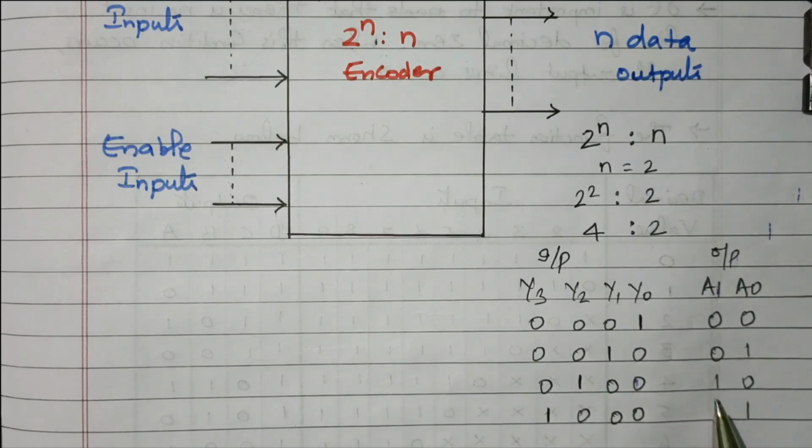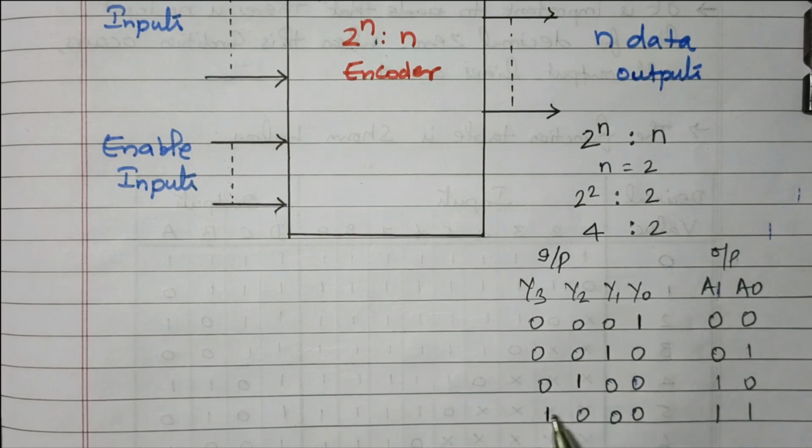From this we can develop the logical expression that can be implemented with logic gates. For example, for a1, these two are 1. What are these? y2 and y3 are high. So a1 is nothing but y2 plus y3. y2 plus y3 means we need one OR gate. y2 and y3 will be added, so that we get the a1 output.